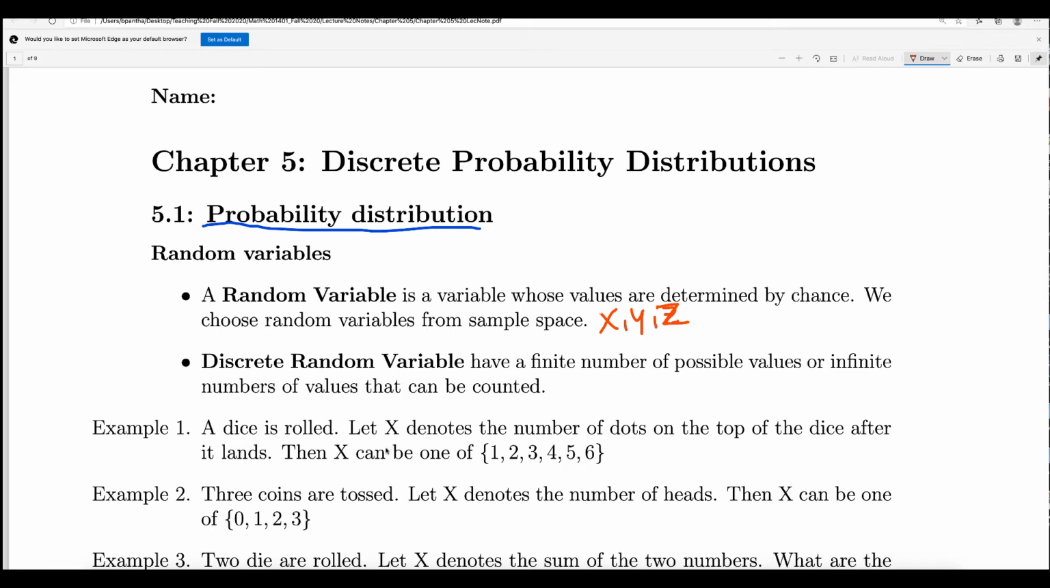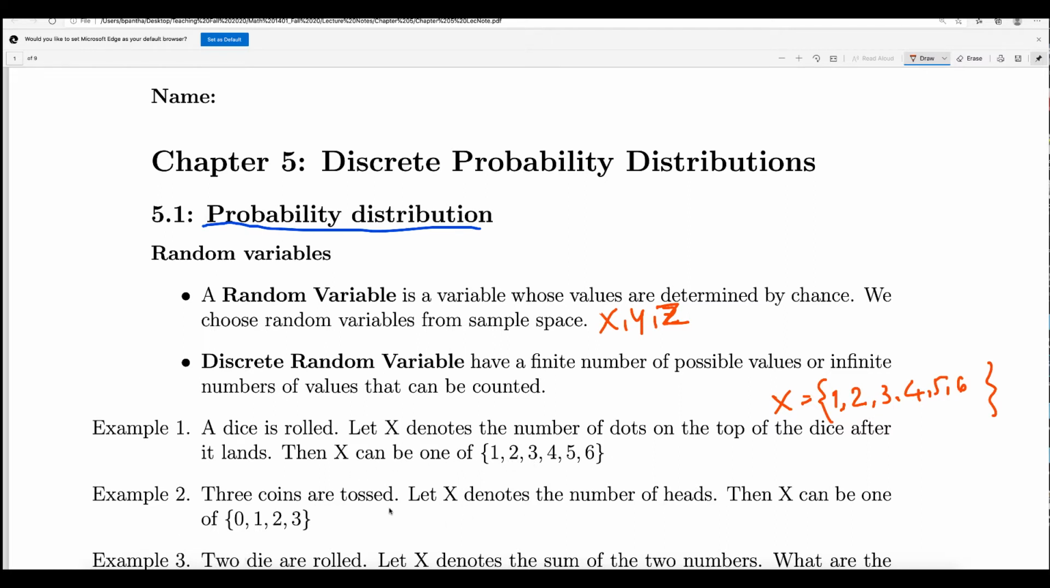Example number 1: a dice is rolled. Let X denote the number of dots on the top of the dice. If you see one dot, you write 1, 2 dots, you write 2, then 3, 4, 5, 6. These are the possibilities for X. So X is a random variable. Here it is a discrete random variable because it takes just 6 values: 1, 2, 3, 4, 5, 6.